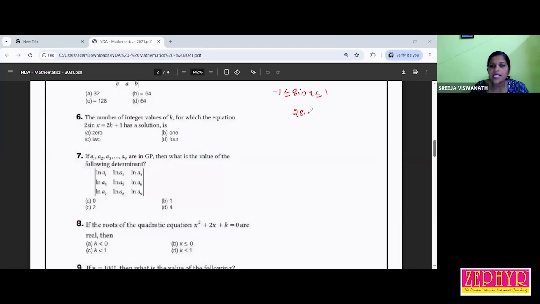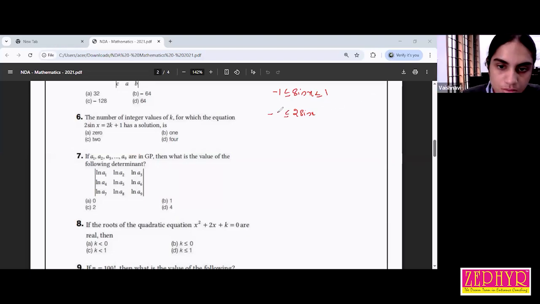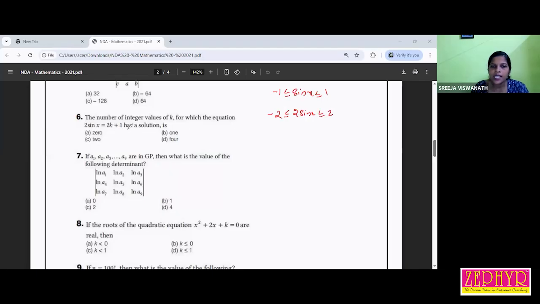Now, 2 sin x lies between -2 and 2, right? What is 2 sin x here? 2k plus 1. That is -2 less than or equal to 2k plus 1 less than or equal to 2. We need the value of k. How can we solve? Subtract 1 throughout. -3 less than or equal to 2k less than or equal to 1. -3 by 2 less than or equal to k less than or equal to 1 by 2. That is -1.5 less than or equal to k less than or equal to 0.5.